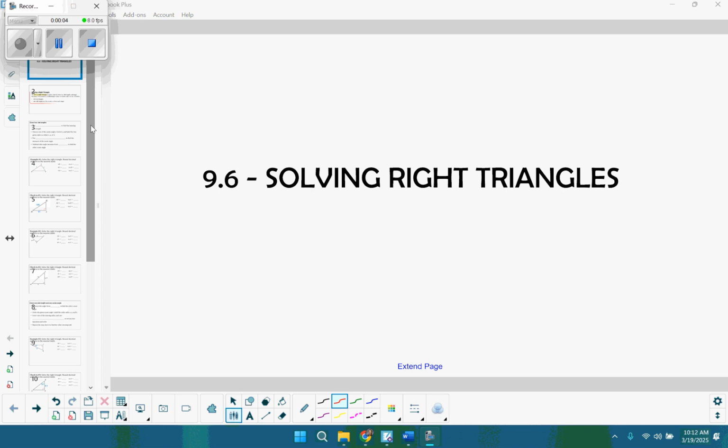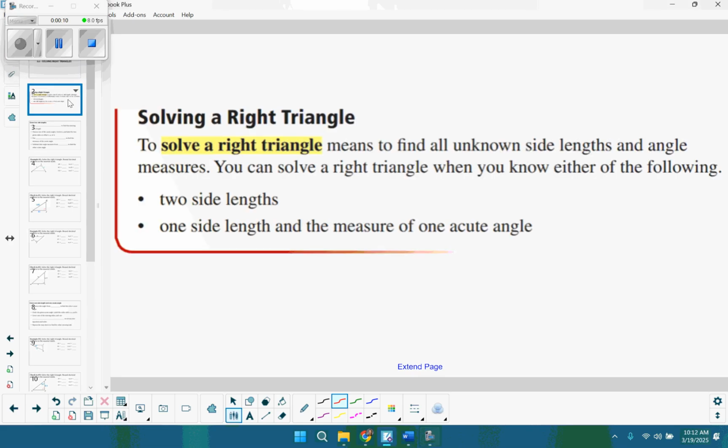This is a continuation of section 9.6. We're going to talk about solving right triangles. What it means to solve a right triangle is to find all unknown side lengths and angle measures. There are two scenarios that we can use to solve a right triangle.